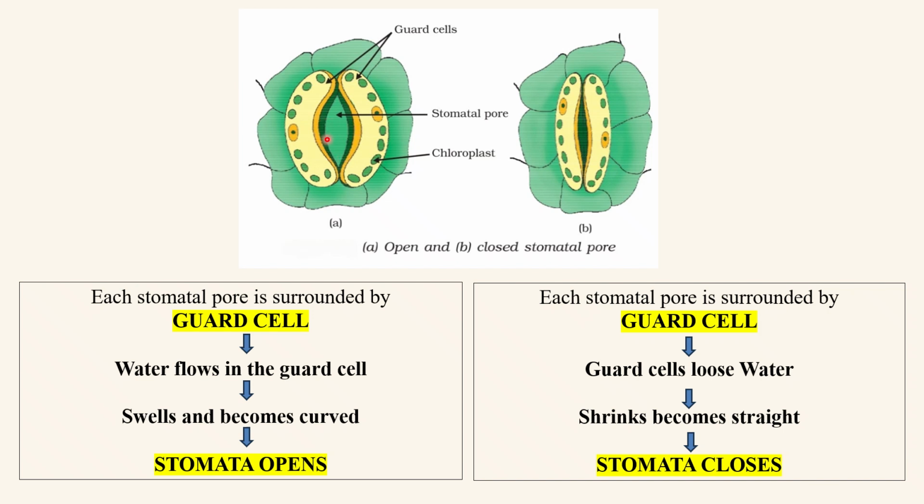So each stomatal pore on the surface of the leaf is surrounded by guard cells. Water flows into the guard cells, they swell, and these become curved and stomata opens. And when these guard cells lose water, they shrink, become straight, and stomata closes.